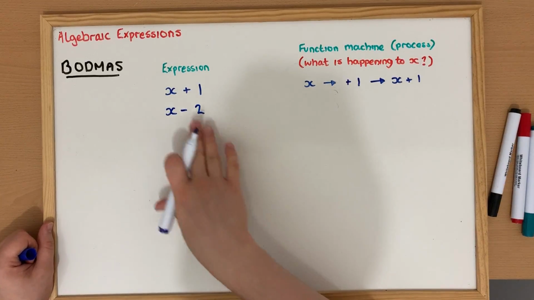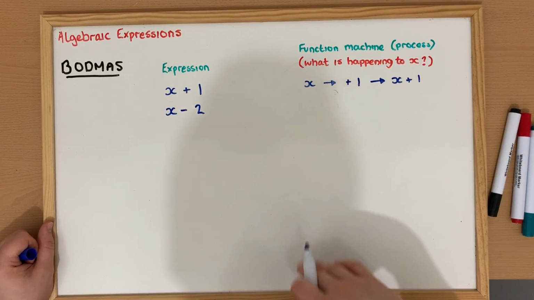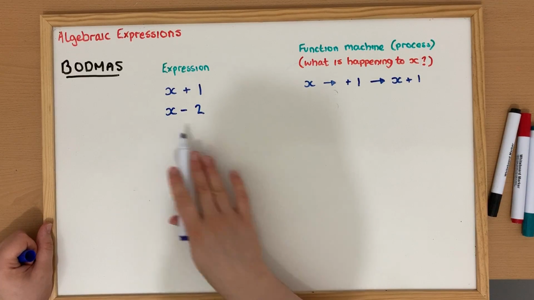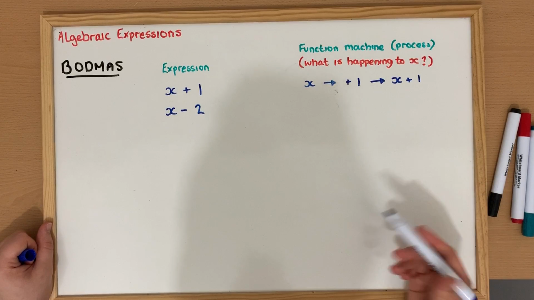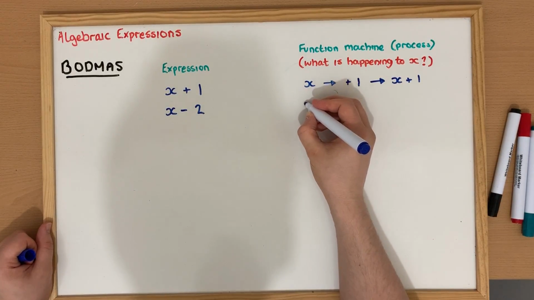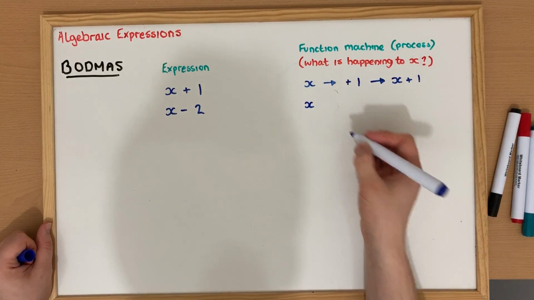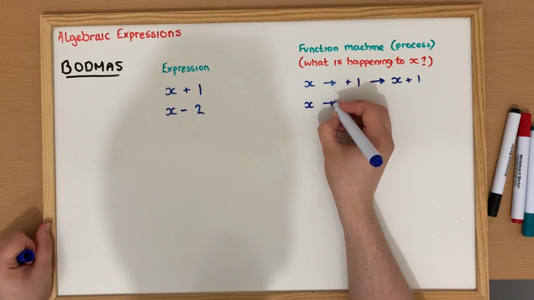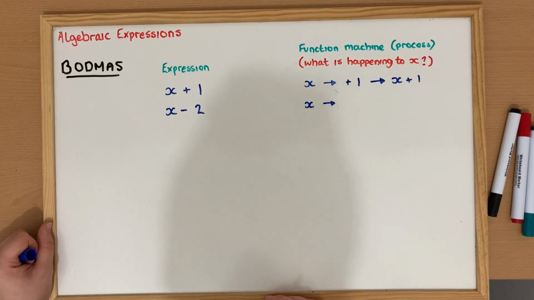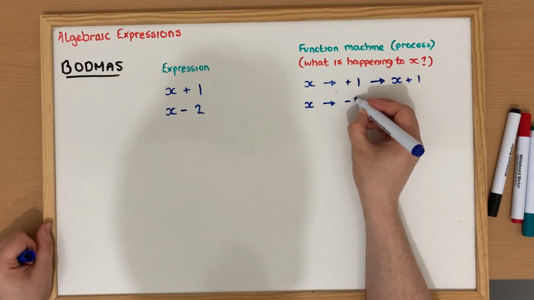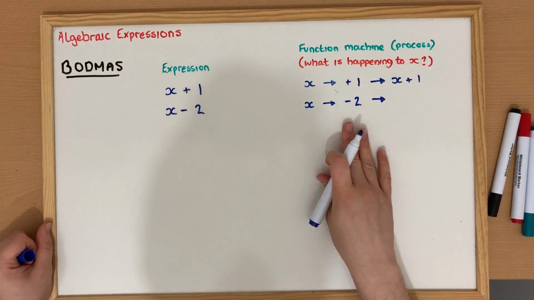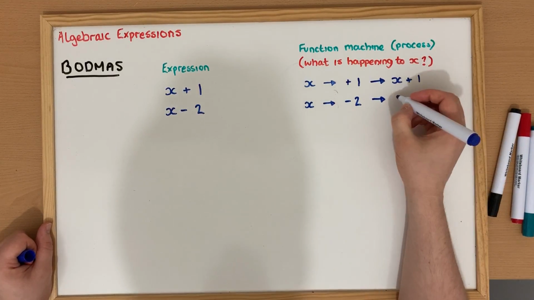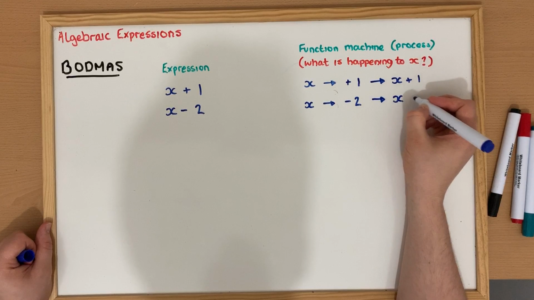So again, we have an algebraic expression, and we're going to try and write this as what process is happening to x to give us x minus 2. So again, we're going to start off with our x and work out what is happening. So with our x, we are subtracting 2 from it. So we are subtracting 2, and then our output, once we apply this process, we end up with x minus 2.